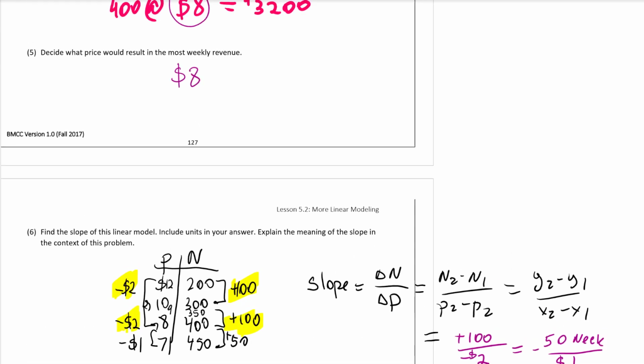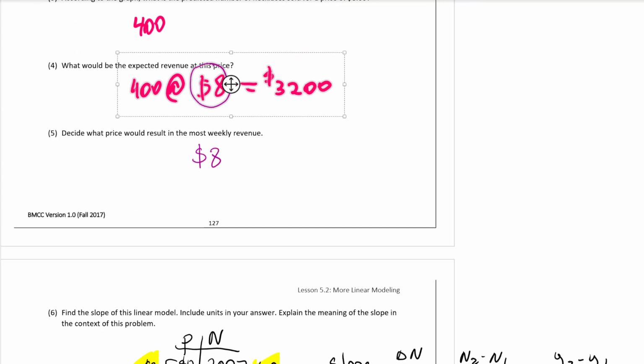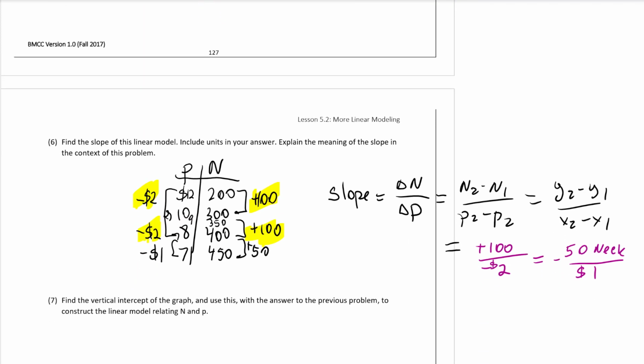If we look at the picture right here, you can describe this as a staircase. You're moving 50 items, $1, 50 items, $1, 50 items, $1, or you can jump all the way from, let's say, here to here. It goes down 100 necklaces for every $2 increase in price. So that's the characteristic of a linear model, that it has a constant rate of change. It says assume you have a linear relationship, so we connect it with a line. So we made that a linear model.